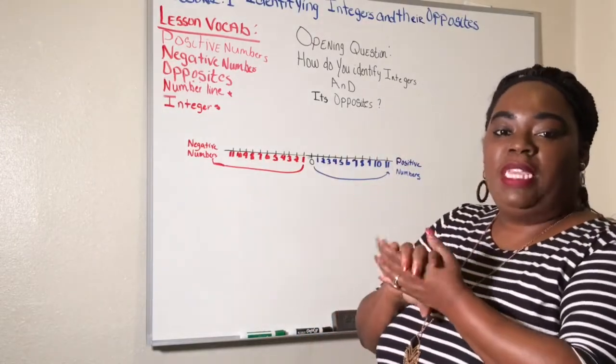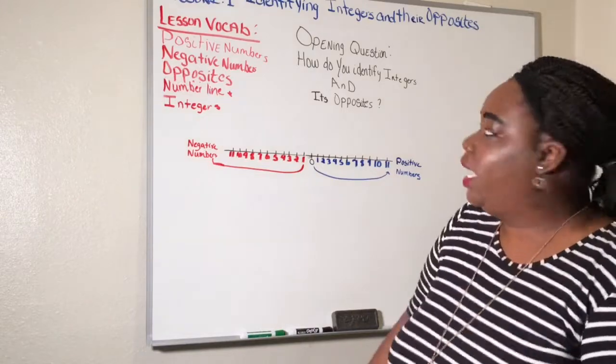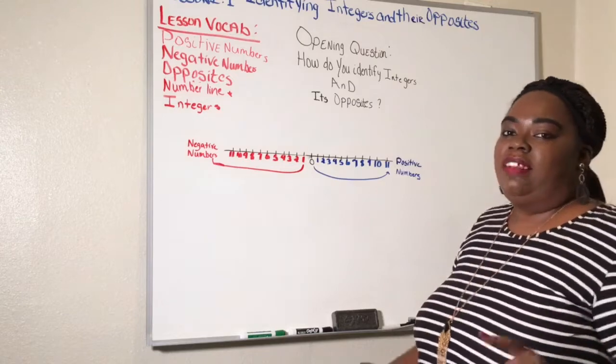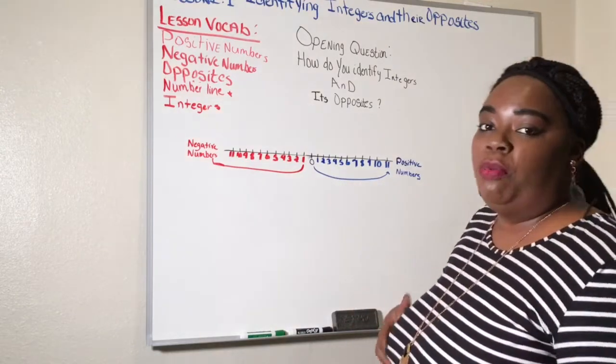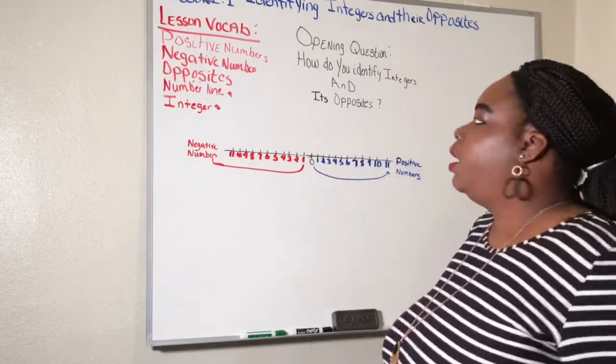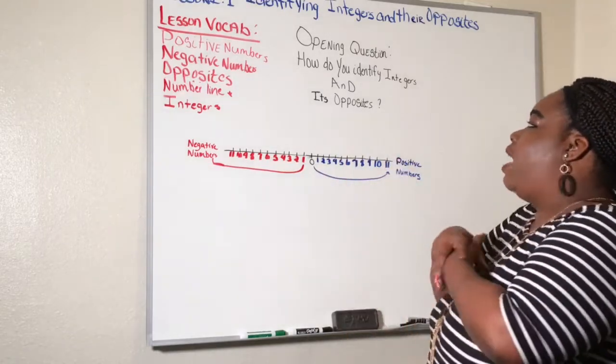Today, my lesson will be a 6th grade math lesson, and it will be identifying integers and their opposites. This lesson is a 1.1, and there will be a 1.2, so this will be a part 1 and part 2 video. Alrighty, so let's dive on in here.